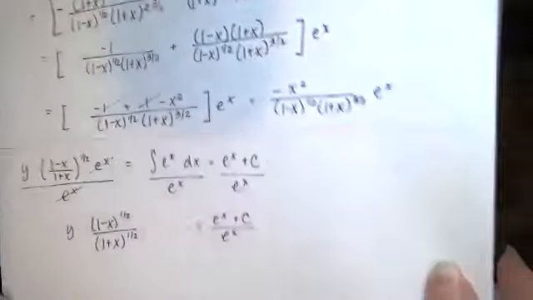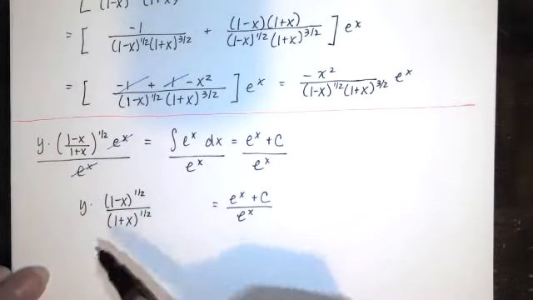We're just gonna divide both sides by e to the x, and then we're gonna multiply by the reciprocal of this to get y by itself.